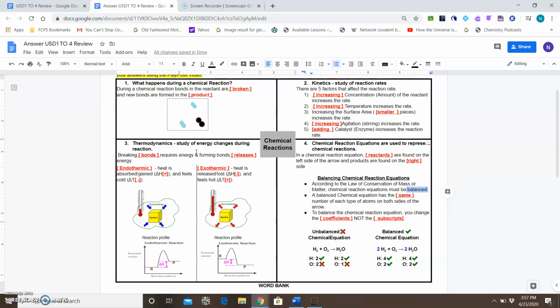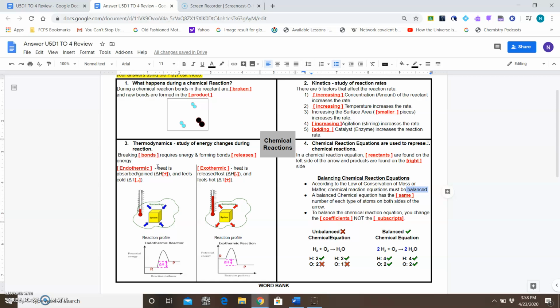Now, depending on the balance between the amount of energy you have to put in and the amount of energy that's released during a chemical reaction, you can have one of 2 situations. You can have an endothermic reaction. And in an endothermic reaction, you have to put more energy in to break the bonds than is released when forming the bonds. So overall, in an endothermic reaction, heat is gained.